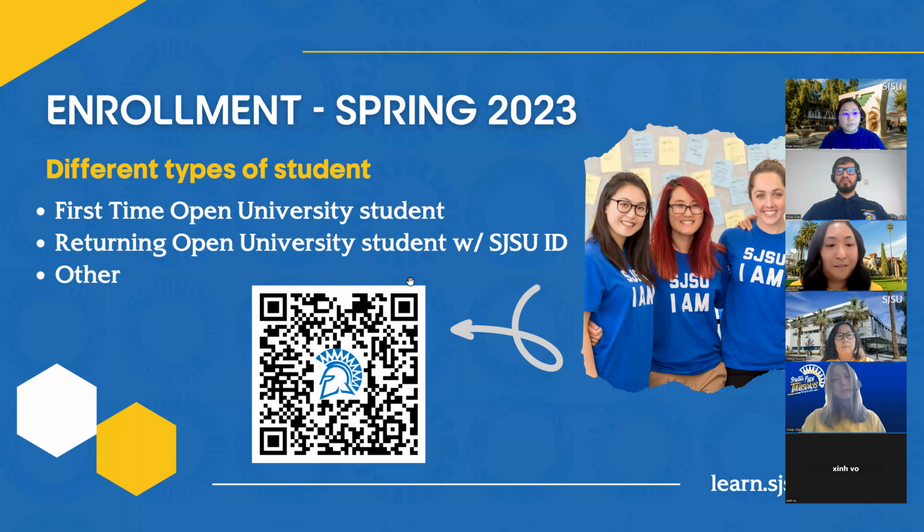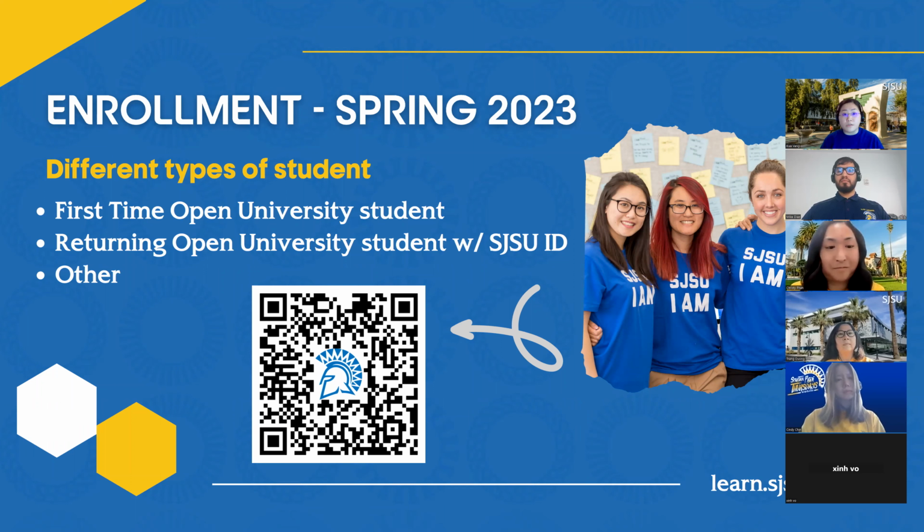So the first step to starting your enrollment with Open University is to know what type of student you are. Depending on the type of student you are, the process to enroll can be a little bit different. I'm going to share my screen of our registration page to guide us through an example of what a registration process will look like for a particular type of student. As I do that, it will be beneficial for everyone to also follow along.